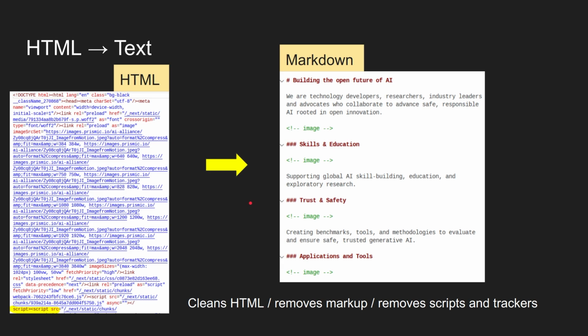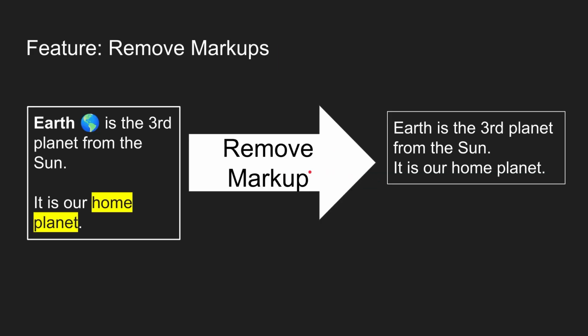Another thing that's happening is, typical HTML files have a lot of markups, a lot of JavaScripts, trackers, and all that. When we do the conversion, it actually cleans out all of those and gives me plain text, which is very nice. So we just talked about removing markups. For example, things like formatting and color coding are removed when we process documents. This is actually great because most of the time we just want the plain text, not the formatting.